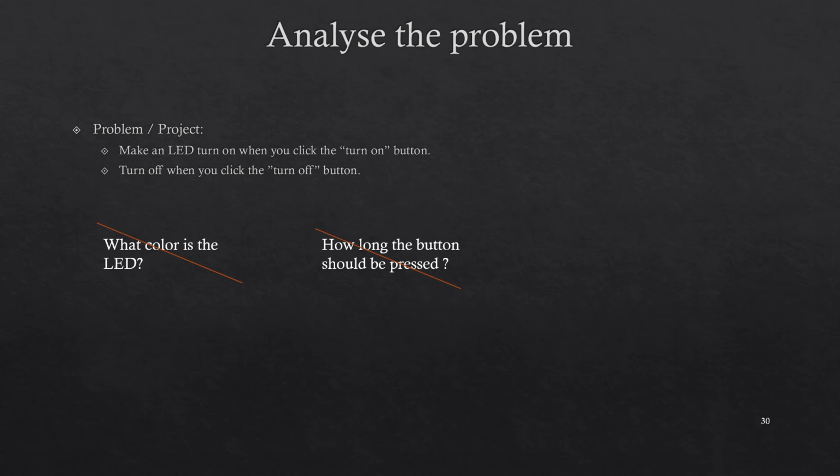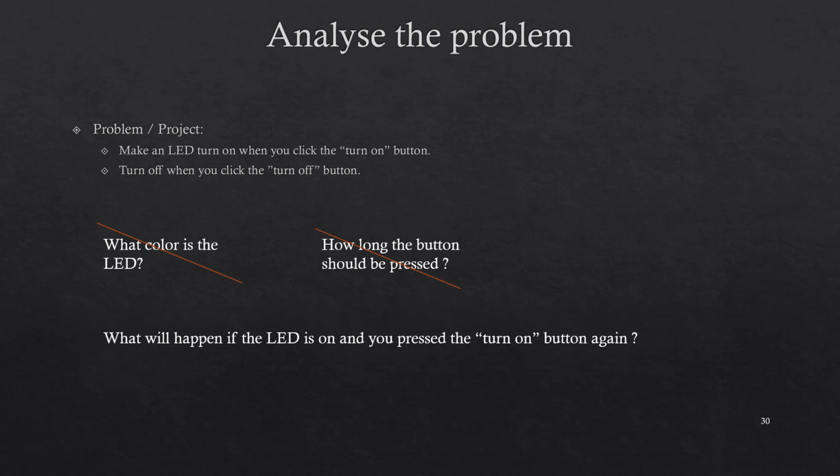So, what kind of questions do we need to ask to analyze the edge cases of the problem? We could ask, what will happen if the LED is turned on and you press the turn on button again? Now, you would say logically nothing would happen, right? Because it is already on. But this can affect the program very much, and therefore you have to think about that question beforehand.